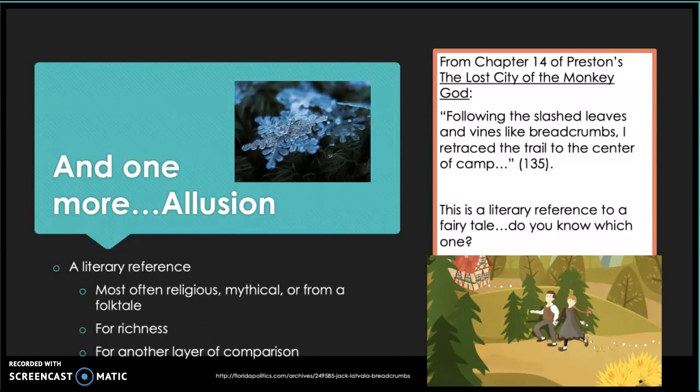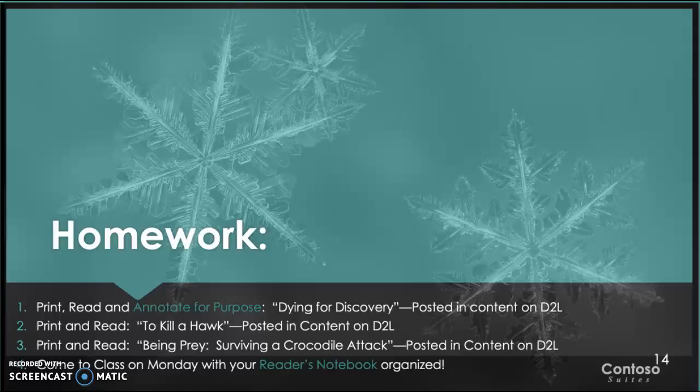Okay, the last thing I have to do is homework. So here's what you're going to do, and I'm going to post everything on D2L. Everything's in content already, but I will be posting it to the announcement Snow Days class. What you're going to do is read and annotate for purpose the article Dying for Discovery. I have that posted in content. I will post it for you. I would like you to print and read To Kill a Hawk. That's another essay. Print and read it for Monday. You're also going to print and read Being Prey, Surviving a Crocodile Attack. That will also be posted in content.